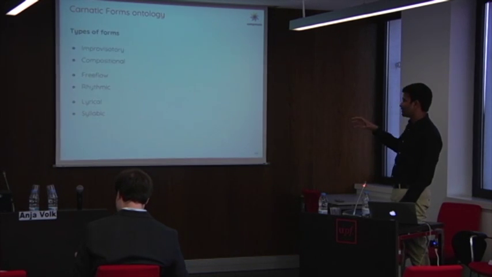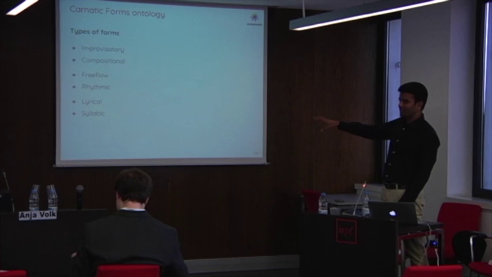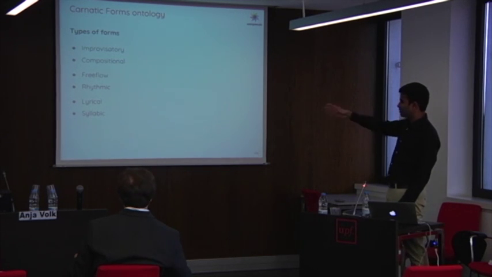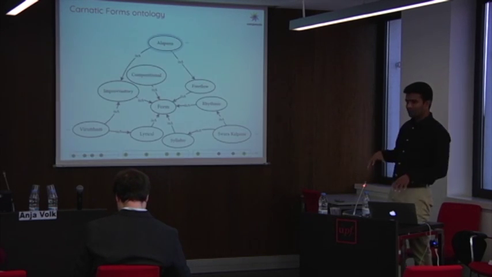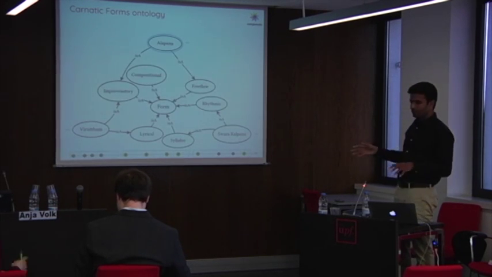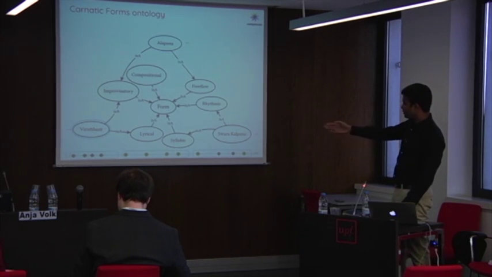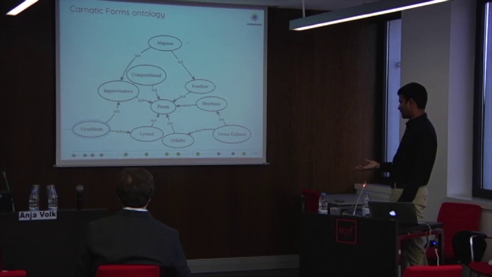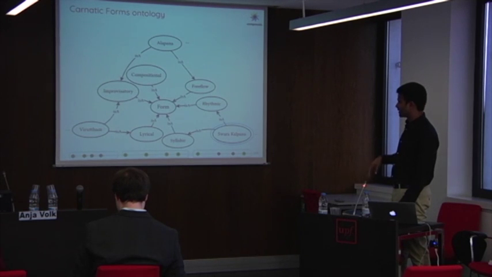So basically, not just the improvisatory and compositional parts are defined in the musicology, but in the interest of similarity and data navigation applications, we created four other form types: free flow, rhythmic, lyrical and syllabic. So for example, alapana is a free flow kind of form, and it's an improvisatory form. And viruddham is an improvisatory and lyrical form, and swarakalpana is a rhythmic and syllabic form. So a form can be assigned to multiple classes.